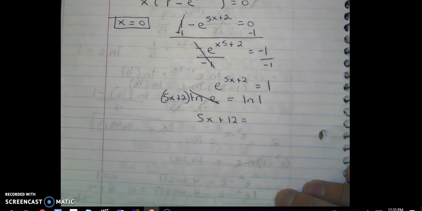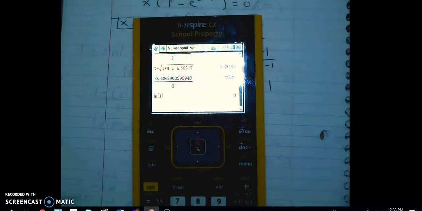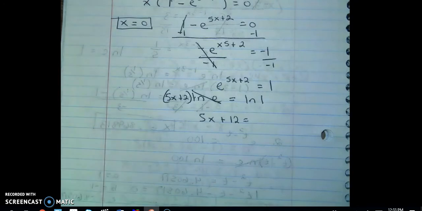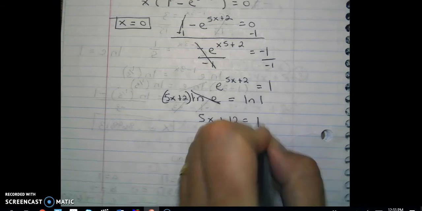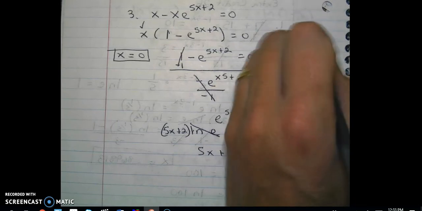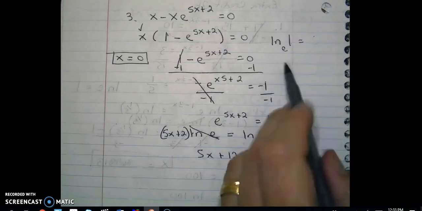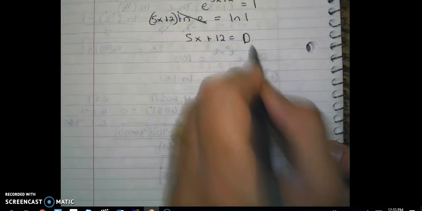So the natural log of e is 1. And the natural log of 1, off the top of my head, I don't have a clue, is... Well, I did know that answer. Natural log of 1 is 1. I'm sorry, 0. Because the base of a natural log is e. So e to what power is 1? Remember, anything to the 0 power is 1. So natural log of 1 is 0.